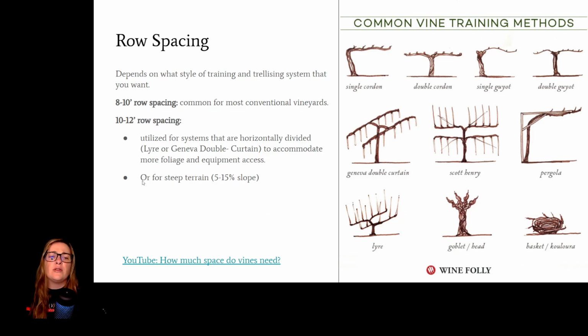Also, wider row spacing is just recommended for steep terrains. If you have a 5 to 15% slope, you should try to consider more space for moving around.